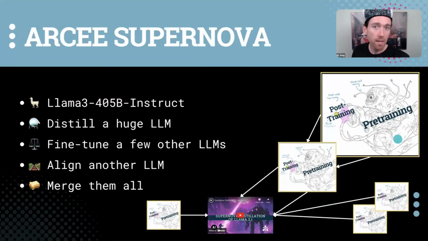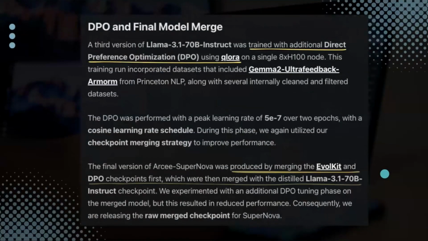Great question in the chat on LoRA adapters. There's a really nice intuition that we're going to connect into this in just a moment. When we looked at Arcee, the Supernova 70 billion model that just came out, we saw that they distilled Llama 3's 405B instruct. Then they fine-tuned a few other LLMs. They aligned some stuff. They merged them all. Let's take a closer look at this.